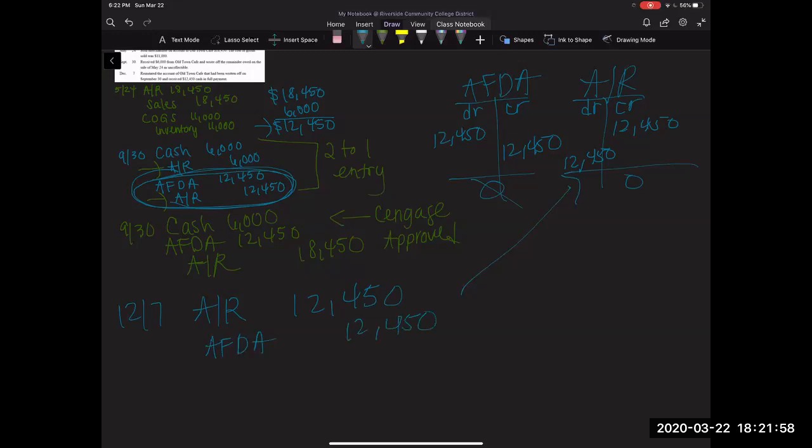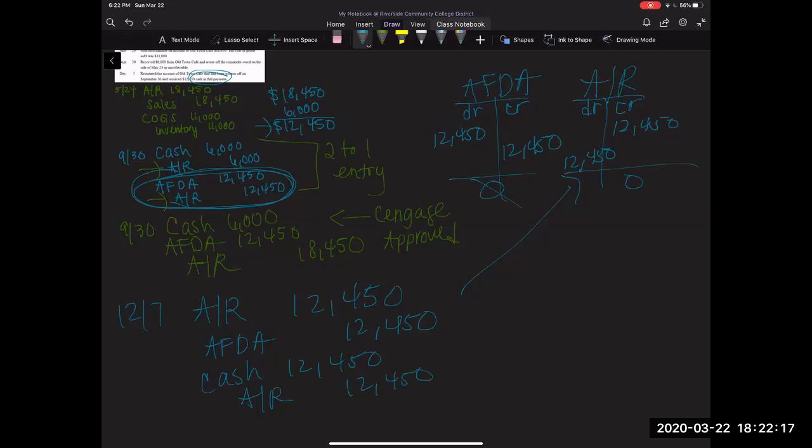And since they're paying us in cash in full, that's what they tell us, then on that same day we're going to collect the cash in the amount of 12,450. And then our credit is going to be accounts receivable, 12,450.